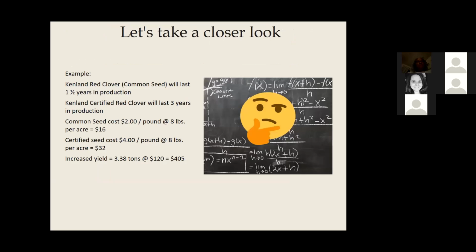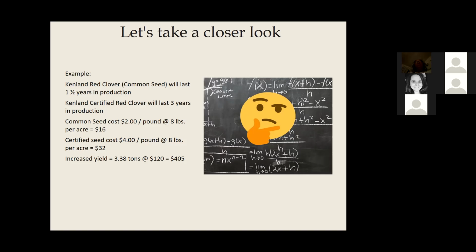So, you know, we hear you can buy cheap red clover called common seed. It'll often have a name Kenland on it. But when we plant that, it comes up, it looks great, but it only lasts for about 1.5 years. But if we go back to certified Kenland, that's one of our better improved varieties. We have that pure variety. We know the foundation that variety came from. What we see in the difference is it will last 3 years.